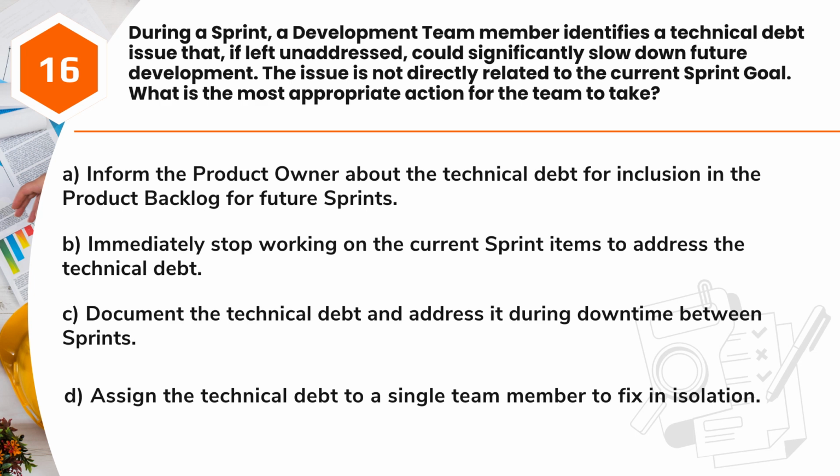A. Inform the product owner about the technical debt for inclusion in the product backlog for future sprints. B. Immediately stop working on the current sprint items to address the technical debt. C. Document the technical debt and address it during downtime between sprints. D. Assign the technical debt to a single team member to fix in isolation.